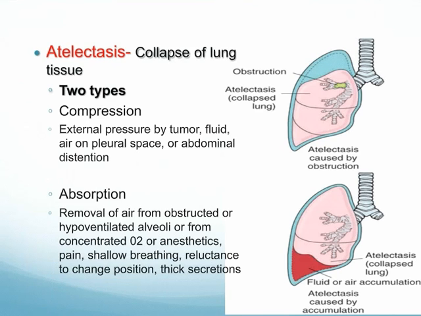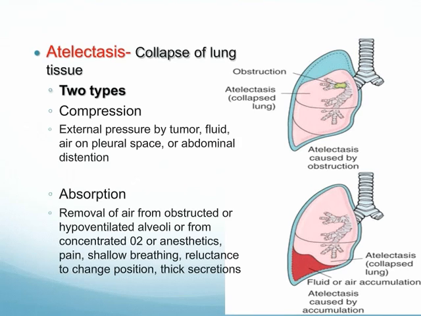Atelectasis is a rather common situation that we see in patients in the hospital, and it's collapse of certain parts of the lung tissue. So there can be two different types of atelectasis in your patient. It could be compression, which means there's some kind of external pressure on the lung that's causing this to occur. So let's say the patient has a pneumothorax. The pneumothorax air is pressing in on that area of the lung, compressing the lung tissue, and then causing the alveoli to collapse.